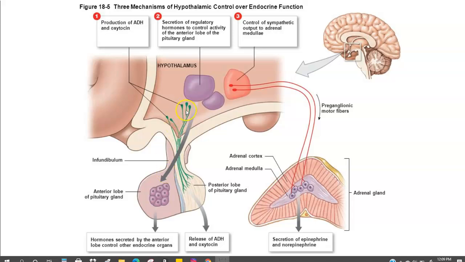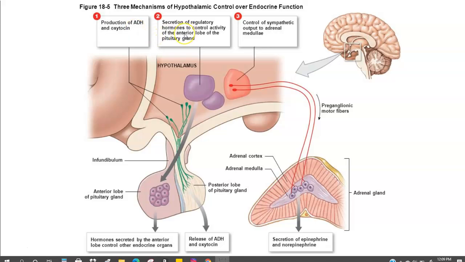So what happens is that the hypothalamus will produce those 2 hormones, and they will travel through the axons of these neurons. So the nuclei of the neurons begin in the hypothalamus. That's where the hormones oxytocin and ADH are produced, and then they will travel through the axons, and they will be stored in the posterior pituitary gland. Okay, so that's the first way that the hypothalamus functions to control the endocrine system.